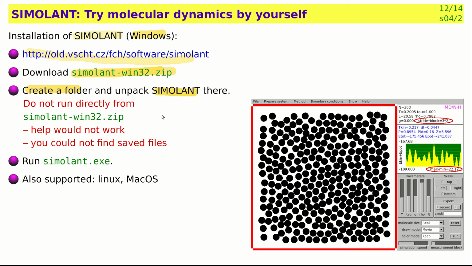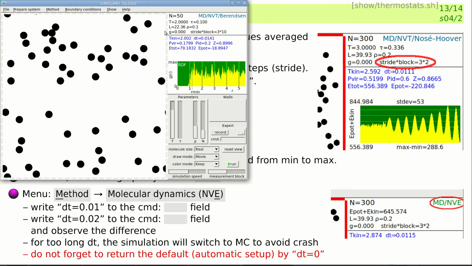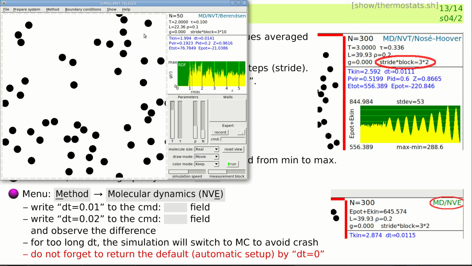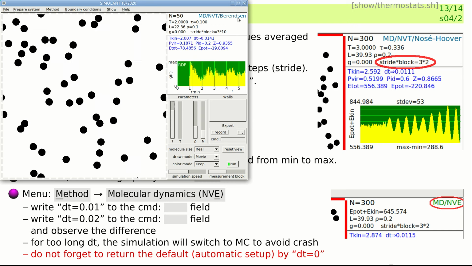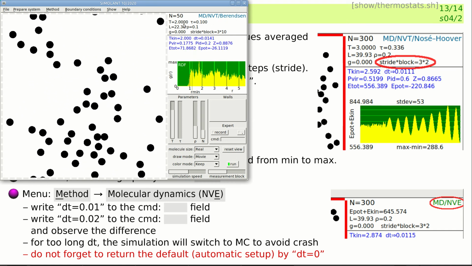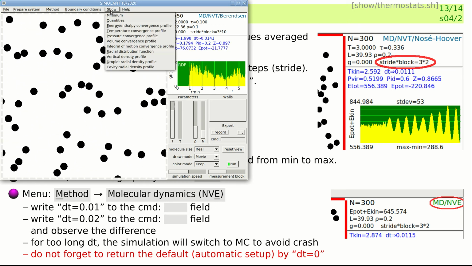There are two files there, an executable and a help file. And then run it. It's also available for Linux and Mac OS. So let's try. First, let's check the energy conservation. So here is a system in periodic boundary conditions. It's a gas, and now it's running under a thermostat. The temperature is 2 in certain units.